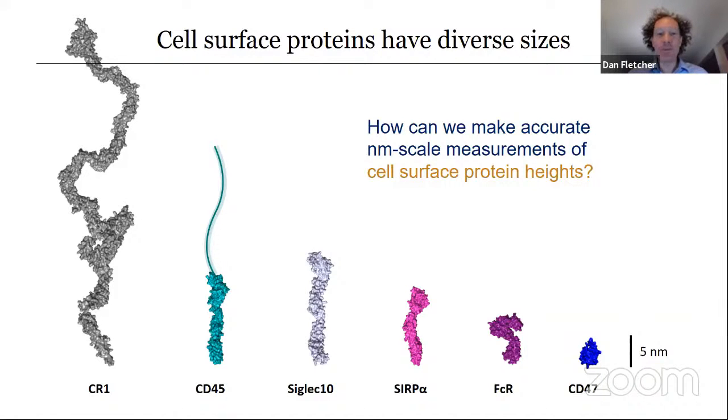So here's where I will turn it over to Sungmin to describe how he took this challenge of making a nanometer scale measurement and turned it into a new technique.